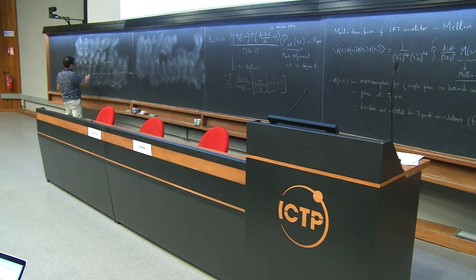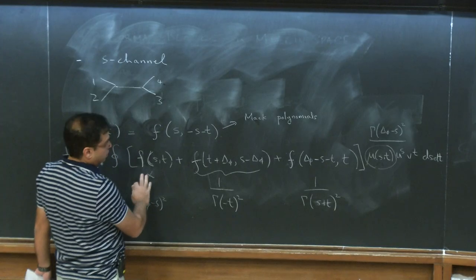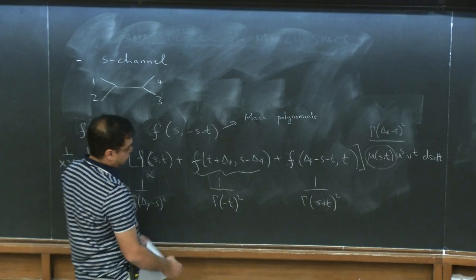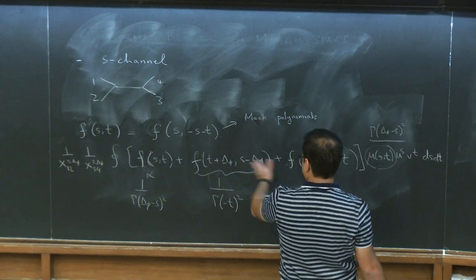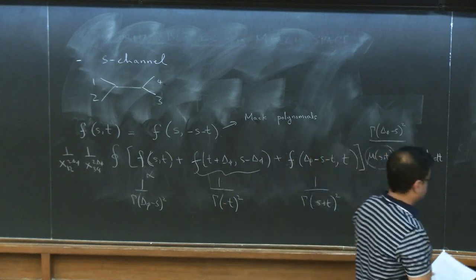Now, in this expression, I started off by saying that let's suppose this was the usual conformal block. And I said that you will start having the spurious pole contribution in the cross channels, so you won't be able to build this crossing symmetric expression of this kind.